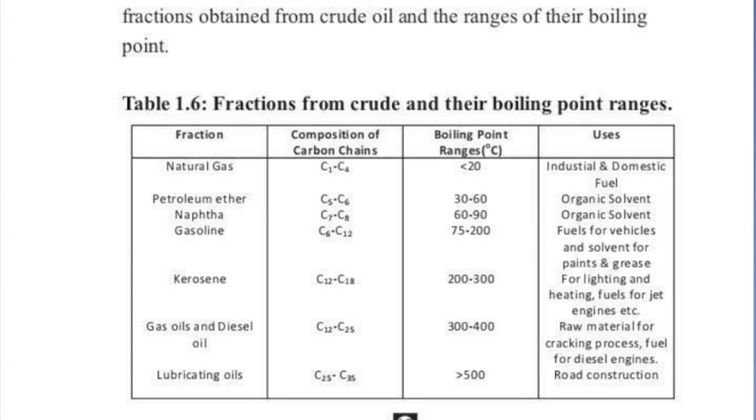Kerosene, which is used in our kerosene lanterns, contains 12 to 18 carbon atoms and distills at 200 to 300 degrees Celsius. It is used for lighting and heating. Our kerosene stoves and kerosene lamps, we use them as fuels in those.